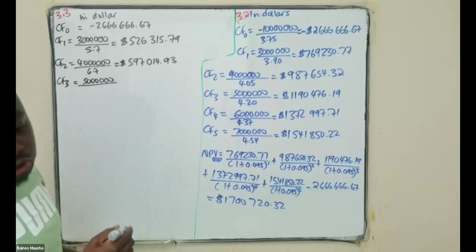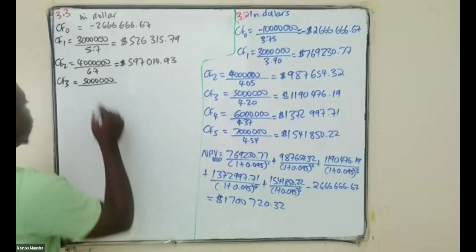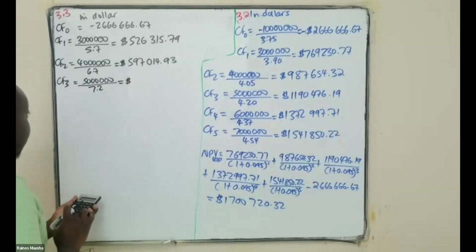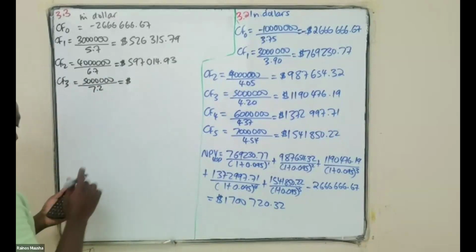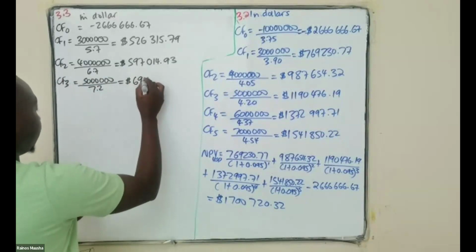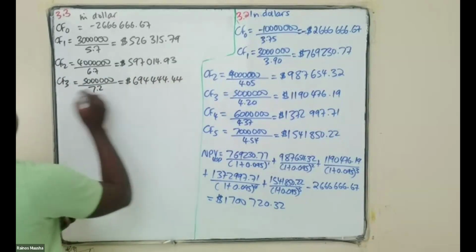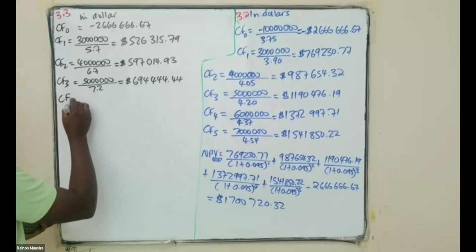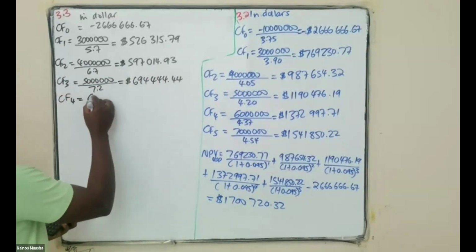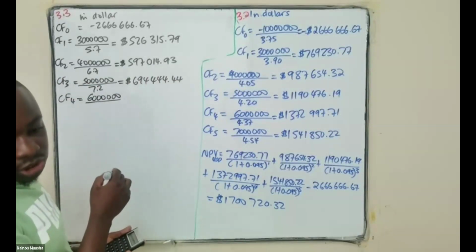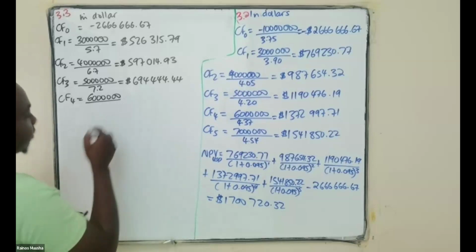over the exchange rate in year 3, which is given as 7.2, which means in dollars it is going to be 694,444.44. And then your cash flow in year 4 will be equal to 6 million over the exchange rate of 7.7.